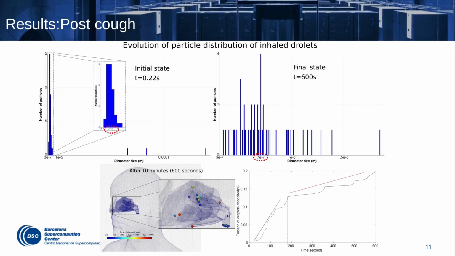Underneath, we can observe the temporal variation of the inhaled droplets deposition with 2 clear slopes. The blue one, which is probably influenced by the trailing puff from the cough, and the red one, which is probably influenced by the dissipated momentum from the cough.